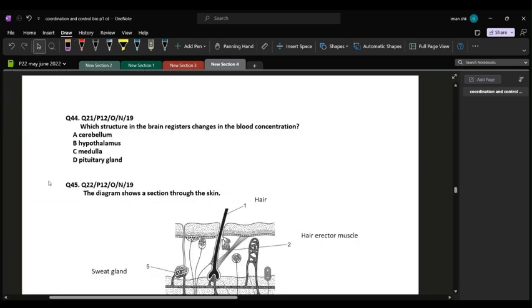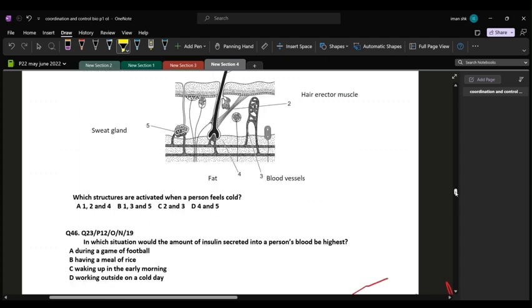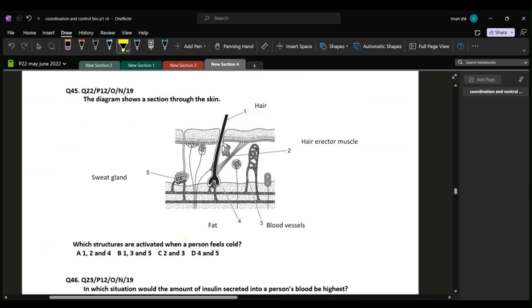Next is our question number 44, but we've already solved this in our previous videos, so you can go and see it from there. It is a repeated question. Moving on to question number 45. The diagram shows some skin structures here, and we have to identify which structures are activated when a person feels cold.